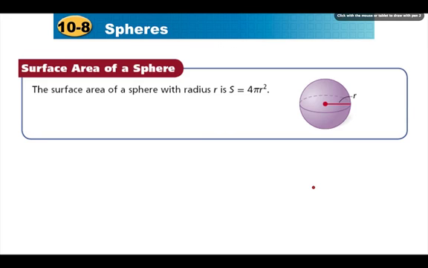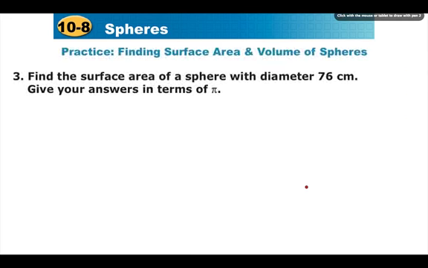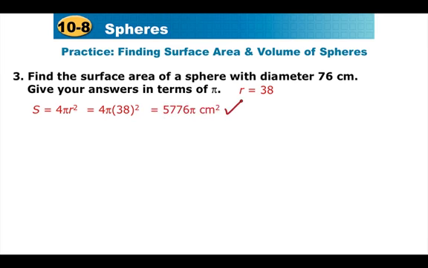So let's apply this formula on the next slide. It says find the surface area of a sphere with diameter 76 centimeters. Give your answers in terms of pi. Sometimes they don't give you a picture, but we should be able to handle this. First, recognize that the radius is 38. So then I'm going to apply that formula, 4 pi r squared. Substitute the radius, simplify. This is my answer.